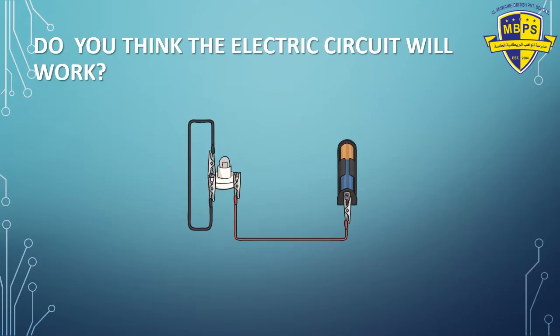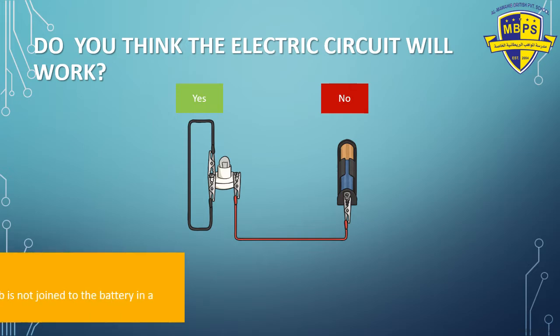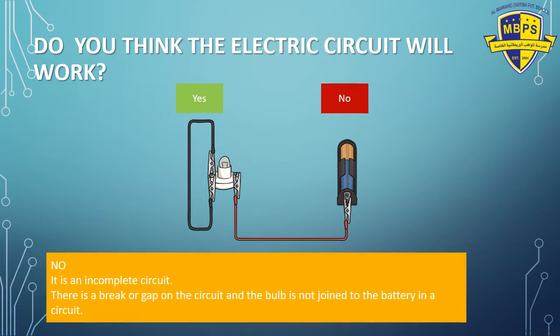Let's do a small review quiz. Let's see if you really remember what complete and incomplete circuits are, and how circuits really work. So do you think the circuit will work? Look carefully. Yes or no? I'll give you a countdown. 5, 4, 3, 2, 1. No, it will not work because it's an incomplete circuit. Why? Because one end of the battery is not connected to the circuit. It should be connected with the bulb.